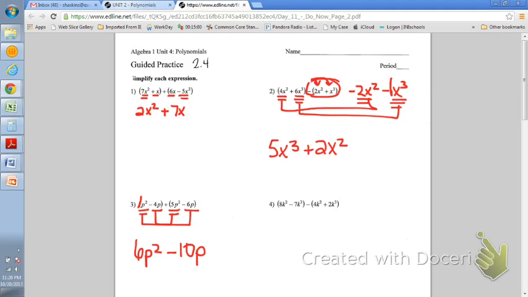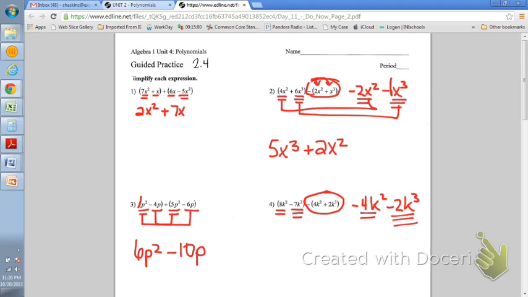Question number 4, subtraction. So I have to change all my signs of my second polynomial. I should rewrite it as negative 4k to the second minus 2k to the third. Then I go back and underline my degrees. Second degree, third degree, second degree, third degree.